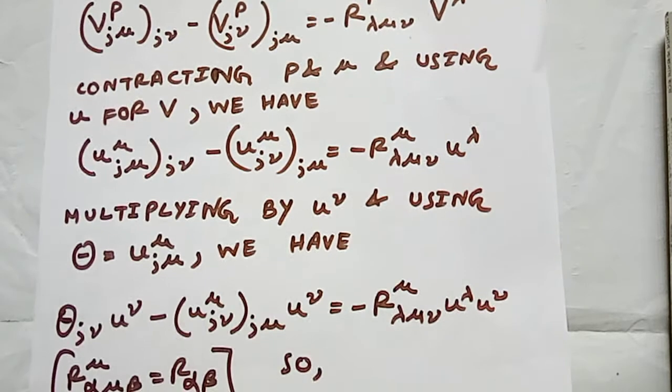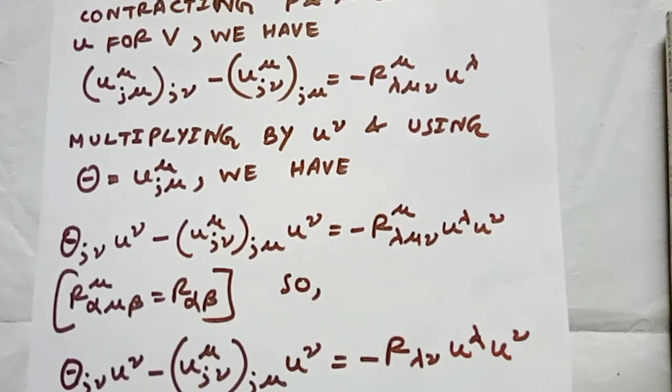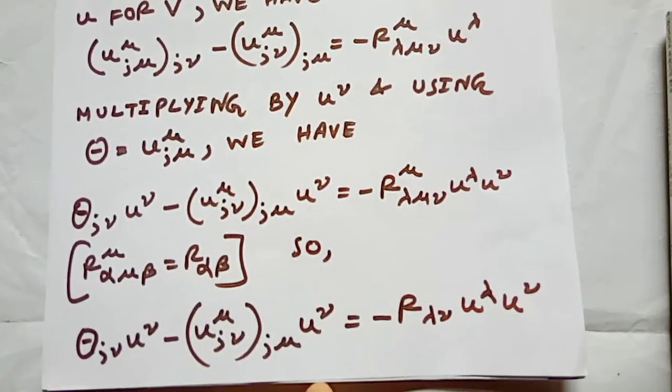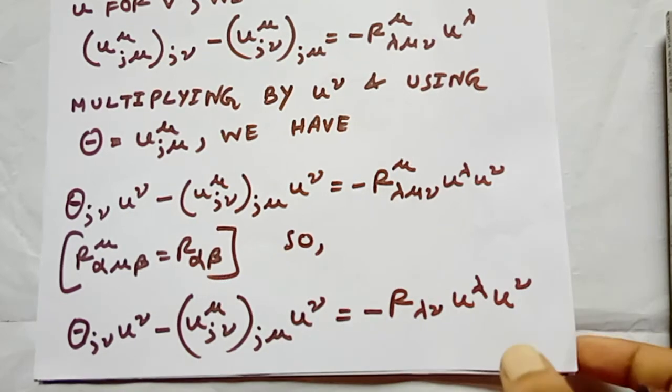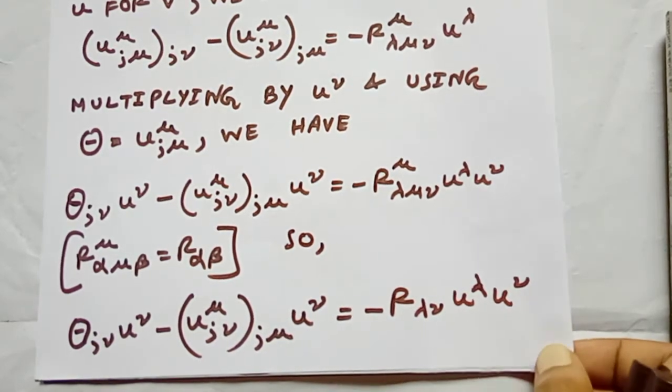Now r mu alpha mu beta equal to r alpha beta. This is the Einstein, this is the Ricci tensor, Riemannian curvature tensor and Ricci tensor. Theta nu u nu minus u mu lambda nu nu minus r lambda nu u lambda u nu. This is the step 7.